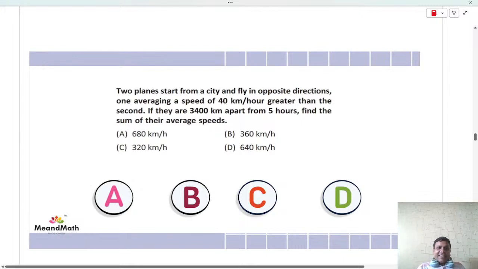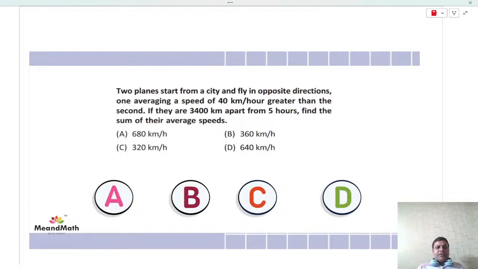Two planes start from a city and fly in opposite directions, one averaging a speed of 40 km per hour greater than the second. If they are 3400 km apart after 5 hours, find the sum of their average speeds.